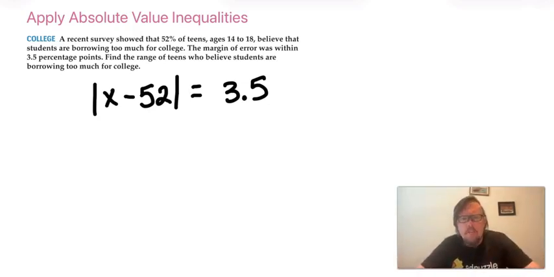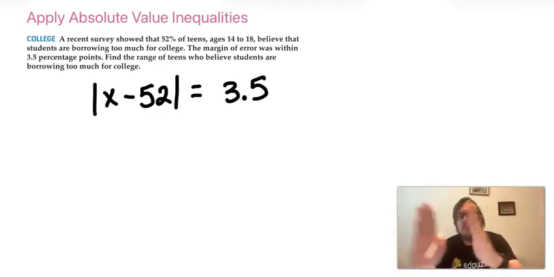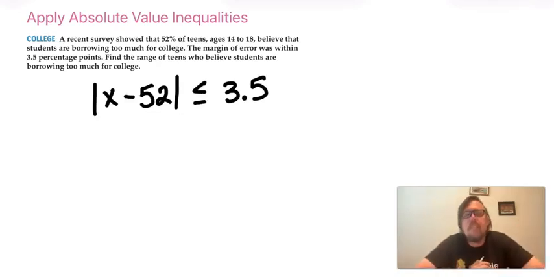But this one, of course, is not going to be equals, since we've been dealing with inequalities. Margin of error being within 3.5 percentage points means anywhere from 3.5 below to 3.5 up believe this. So it's not going to be one of two percentages that is our answer. It's going to be this percentage, or somewhere in between those two percentages. So instead of an equal sign, we are going to have an inequality. Okay, so this is the one that we're going to solve.